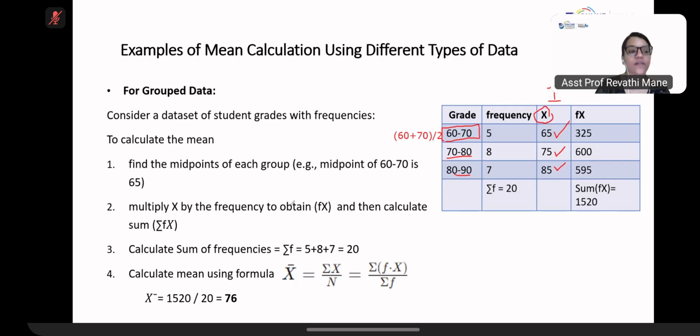So after you have calculated the x column, then the second step is to calculate the f into x column. F into x column, as the name itself says, you have to multiply frequency and x column. So first, 5 into 65 is equal to 325 is your first f into x. Second, 8 into 75 is equal to 600 is your f into x, and 7 into 85 is equal to 595, which is your f into x.